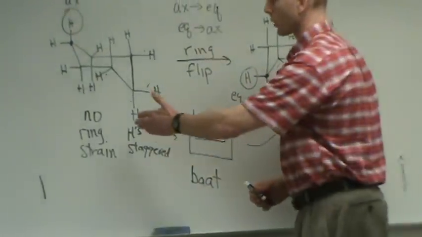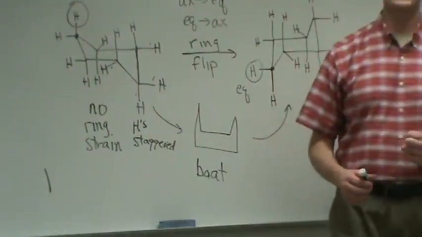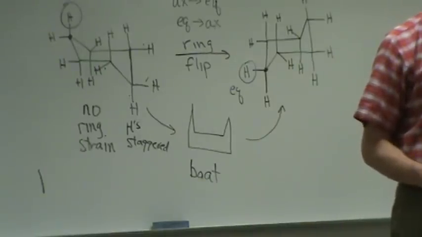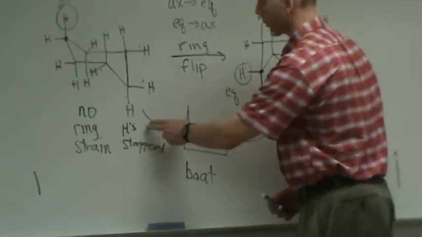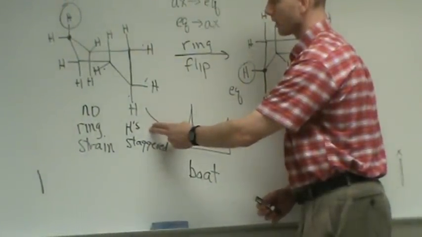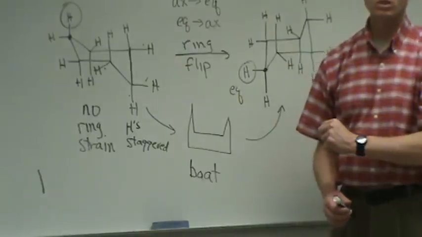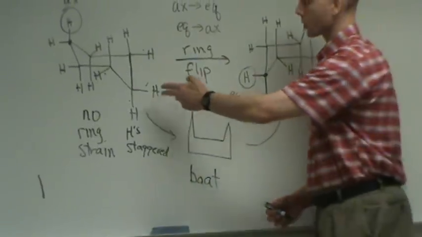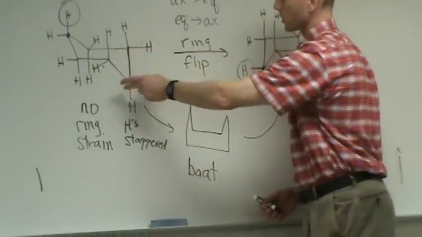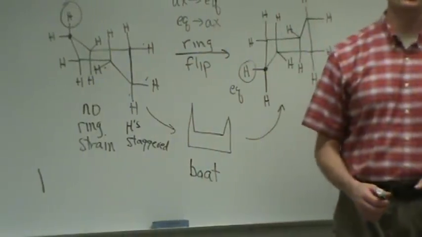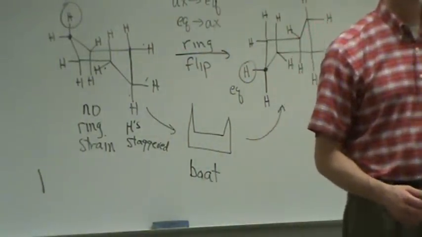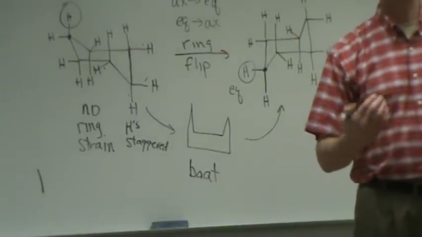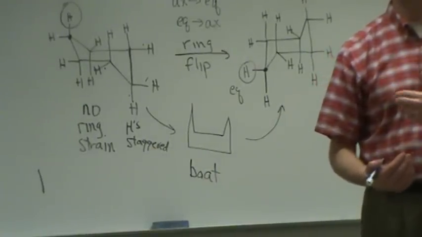Cyclohexane, there is no ring strain for two reasons. One, there's no angle strain, they're all 109.5. And two, there's no eclipsing strain, or what was that called? Torsional strain. There's no torsional strain because these hydrogens along any bond axis are perfectly staggered. In all the other rings, they will either have angle strain or torsional strain.